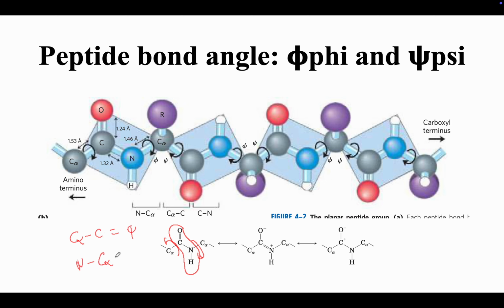Now the secondary structure of protein, that is the alpha helix and beta sheets, can be analyzed by CD spectroscopy.